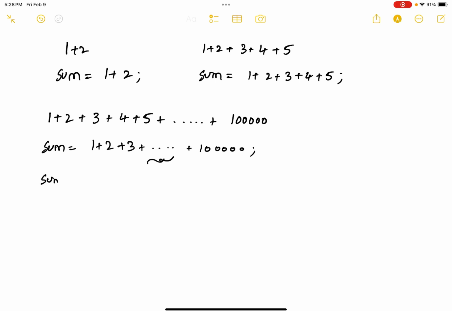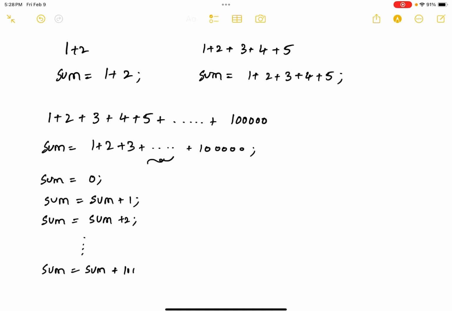Or you would write something like this. You initialize sum to 0 and then you say sum equals sum plus 1, followed by sum equals sum plus 2, and so on, up to sum equals sum plus 100,000. This actually is even worse than the previous one, but if you can identify the pattern, we can simplify this problem a lot.